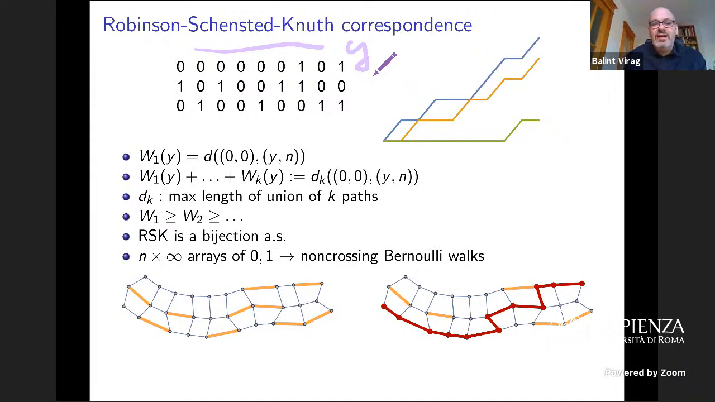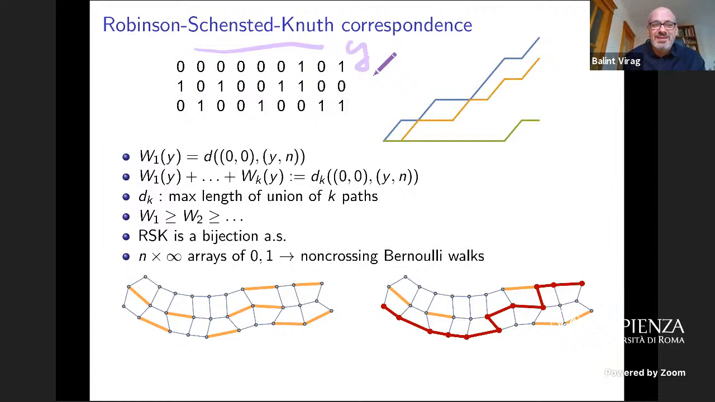So it's a maximal length of two paths. And then this way you define all the kw's. So this is what RSK is, it's very simple. It's actually a neat exercise. I challenge you to do this, to show that these W's are actually non-decreasing or non-increasing. So W1 is greater than or equal to W2, and so on. The first is easy. The second one is not so easy, actually.